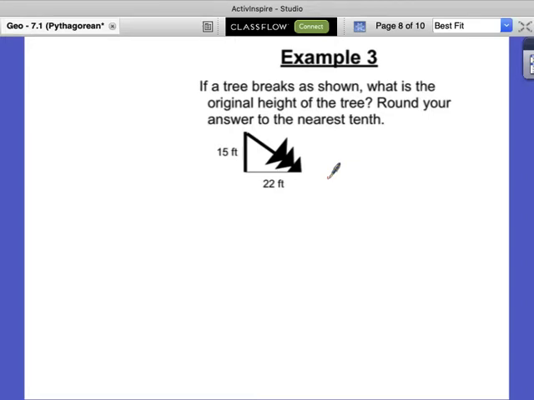Okay? Well, if it's a tree with the ground, what kind of angle do we think it makes? Probably a right angle, probably a 90-degree angle. I'd say most trees make a right angle, right? Even if not 100%, I would say most trees.